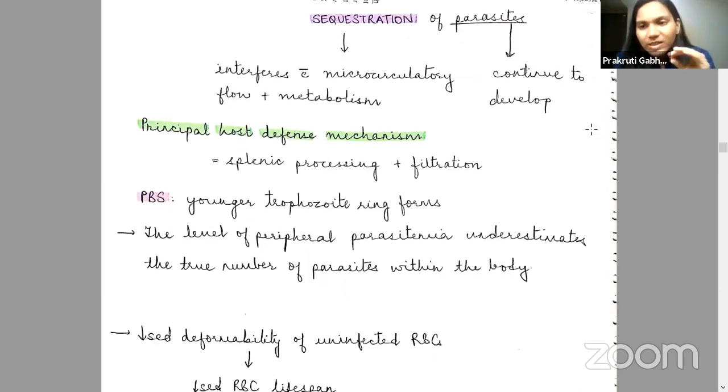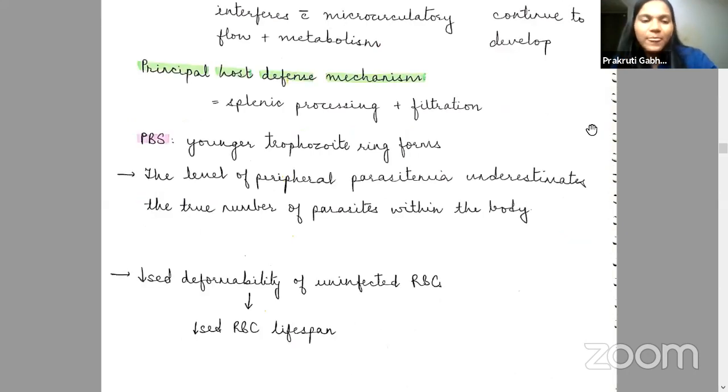Similarly, on a peripheral blood smear, when you draw blood, you will only see the younger trophozoite ring forms. And the level of peripheral parasitemia that you see on the microscope is going to be way lower than the actual number of parasites within the body, because there are so many of them sequestered within vital organs, and you really can't see them on the microscope. So this is the basic reason why falciparum is the most dangerous.